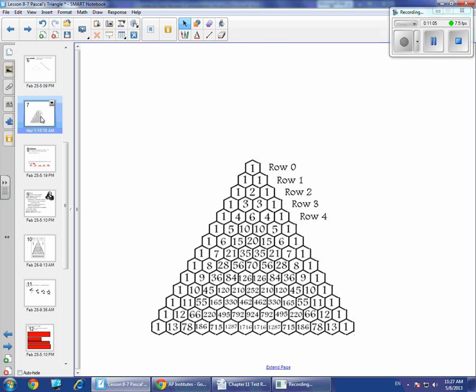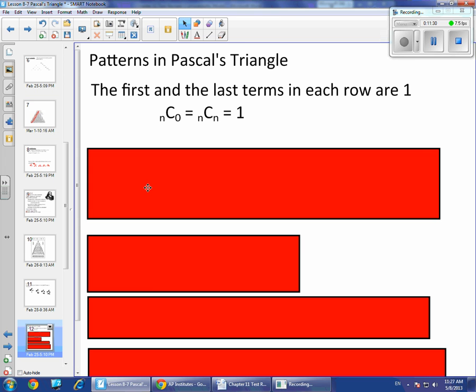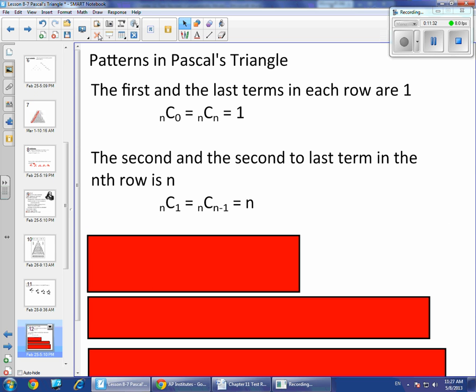If you take a look at the diagonals, specifically this diagonal, or you could draw the same thing the other way, it goes 1, 2, 3, 4, 5. And all of those numbers just match the row. So notice 1, 2, 3. The second element of this row is whatever the row number is. And the way we write that pattern is nC1 or nC(n minus 1) is always the row number n.